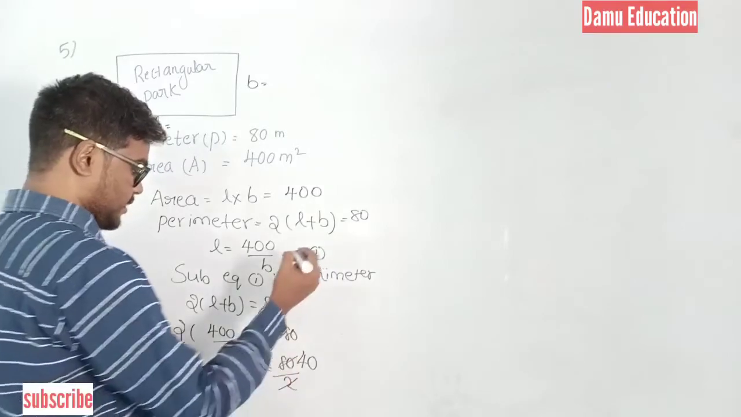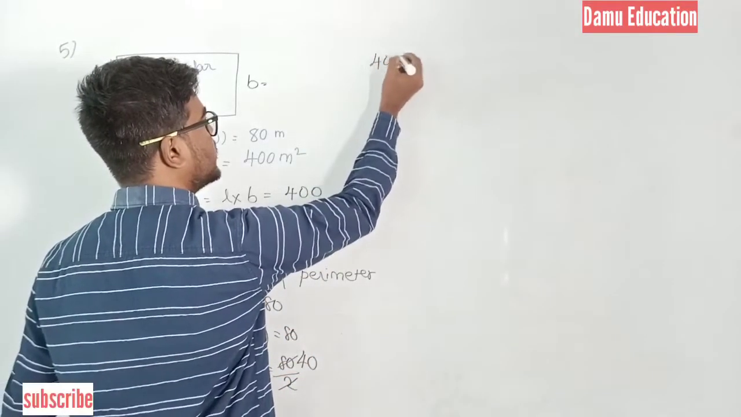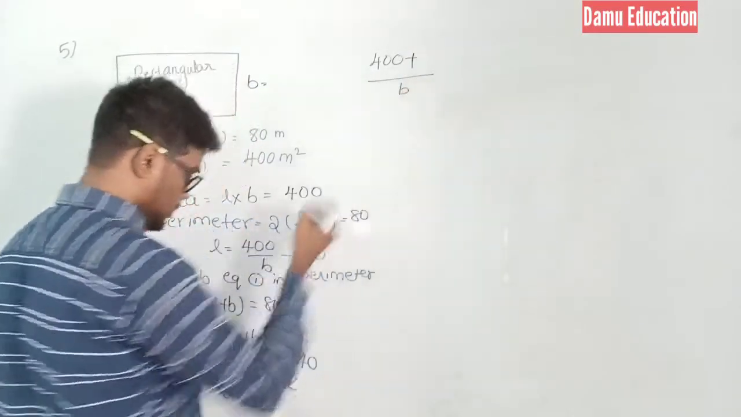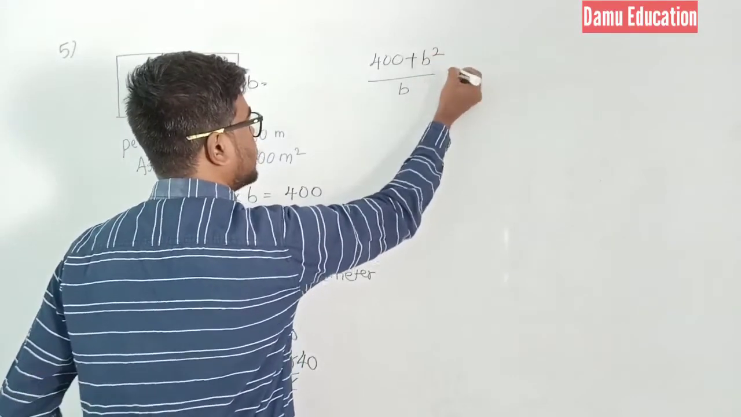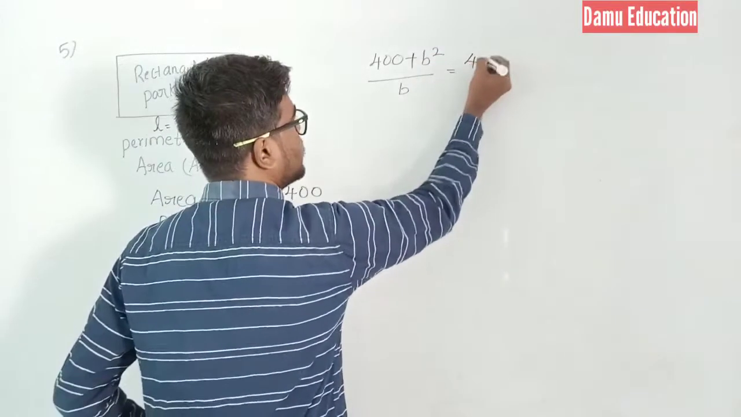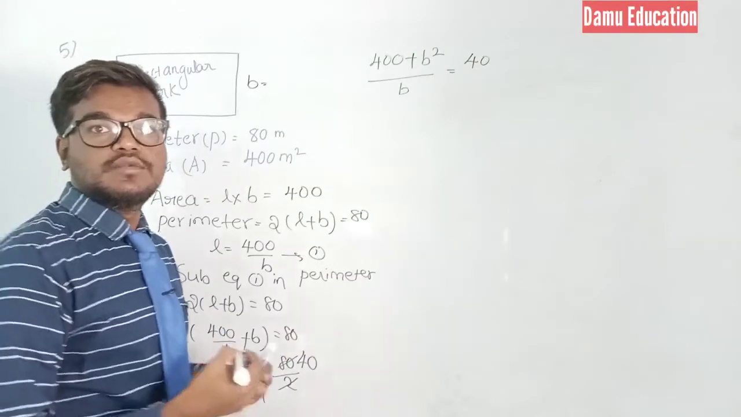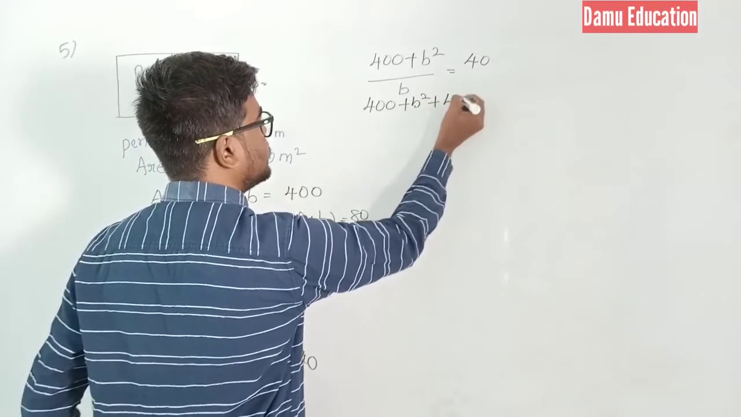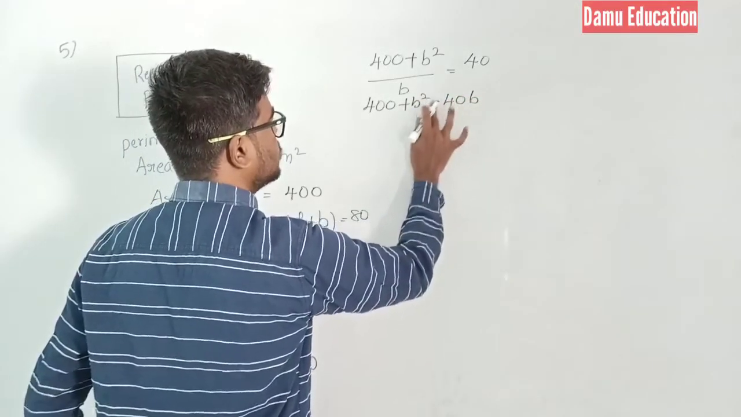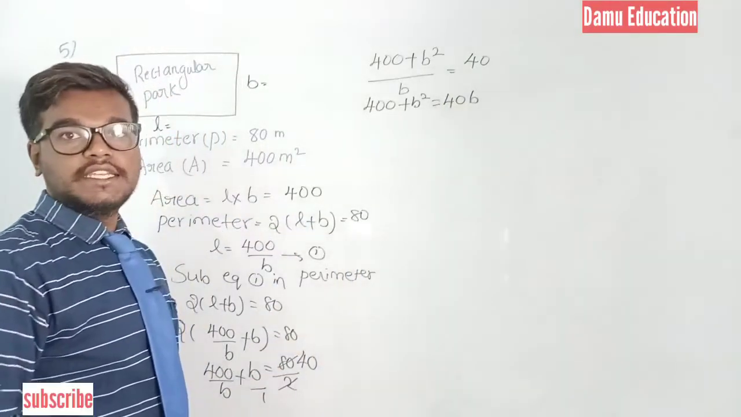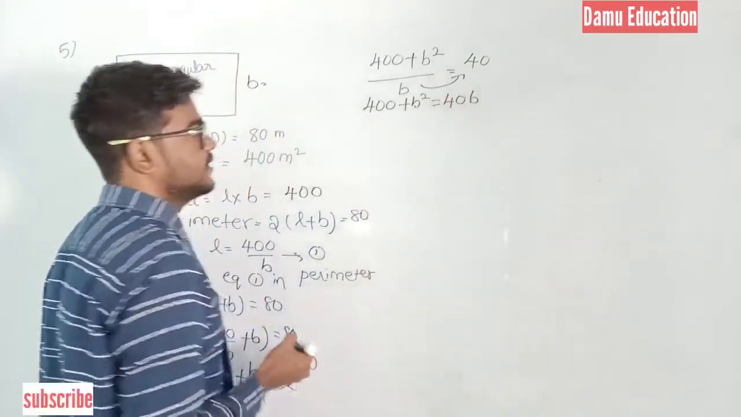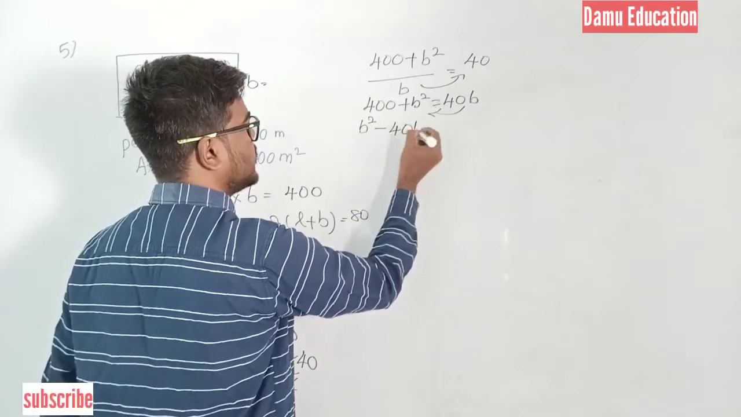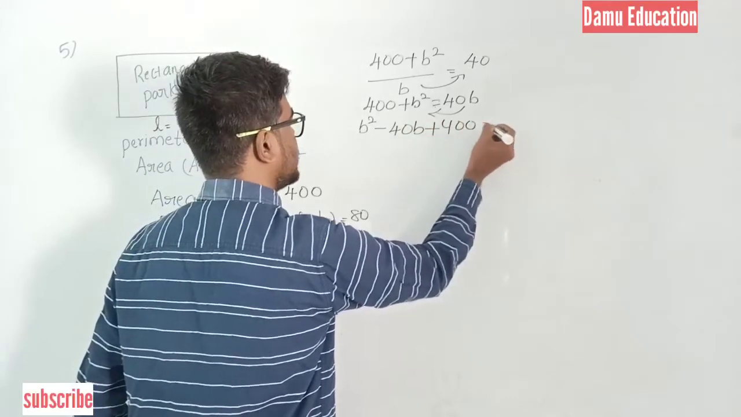Let's take the LCM. So 400 plus B into B, the denominator will be B, and this is B square, equal to 40. So we get 400 plus B square equals 40B. Now we shift the 40B to the left side. Then we get B square minus 40B plus 400 equal to 0.